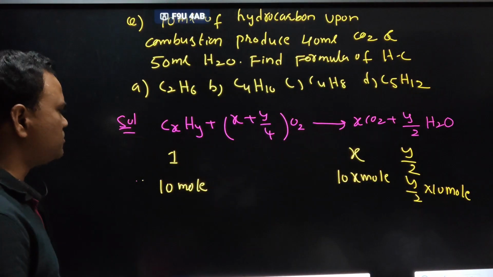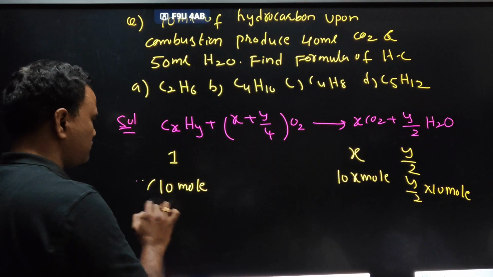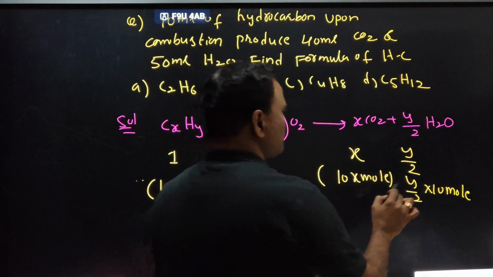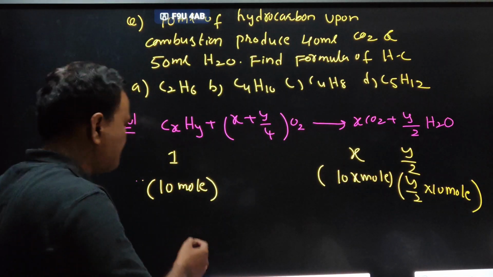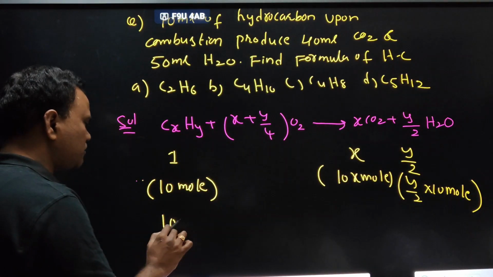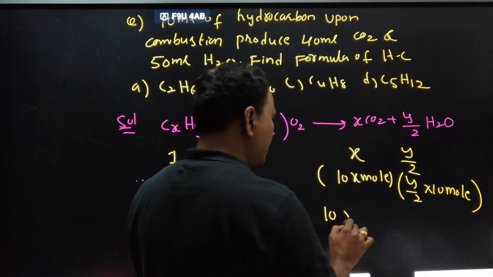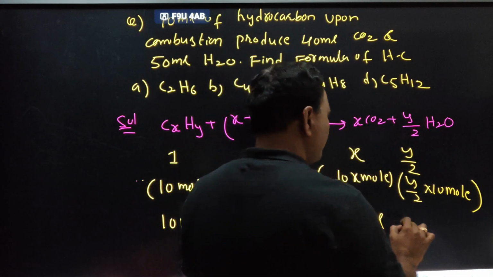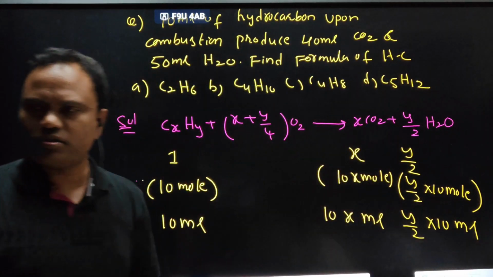Or you can do like this only. We can keep 10 ml only here. First of all, we have to write mole relation. That's why I wrote mole relation. 10 mole, nothing but 10 ml. I will mention that one. 10x ml, y by 2 into 10 ml. So write within the brackets.